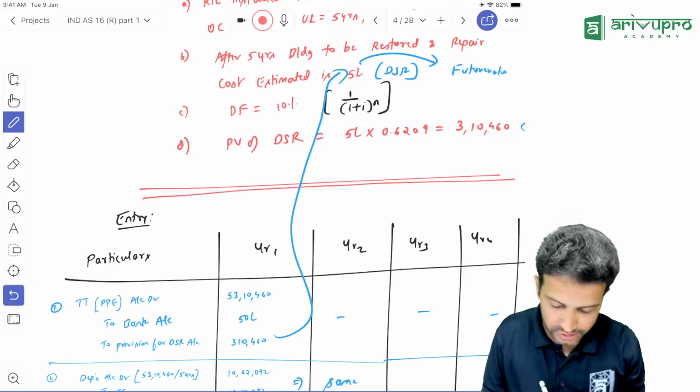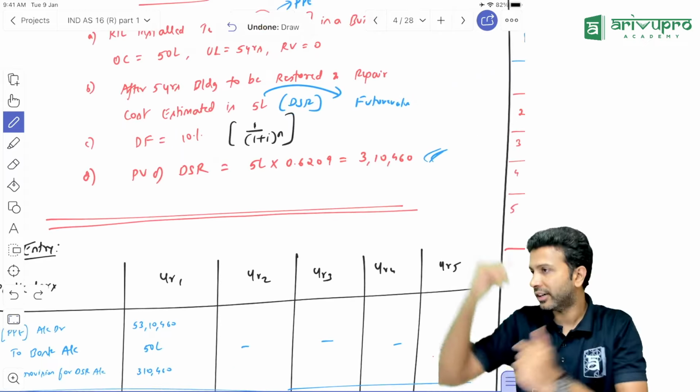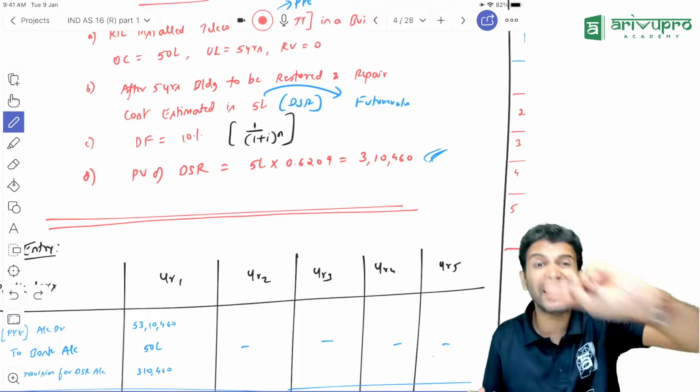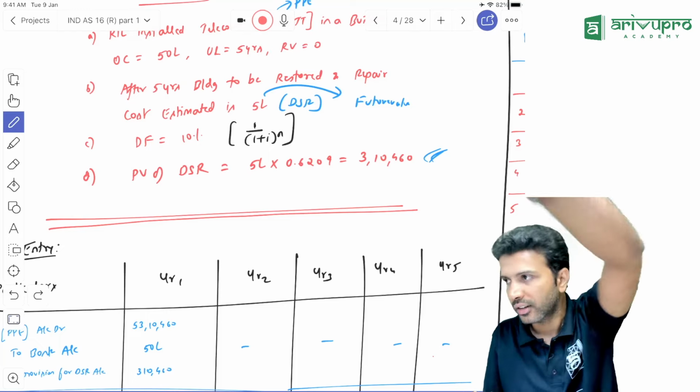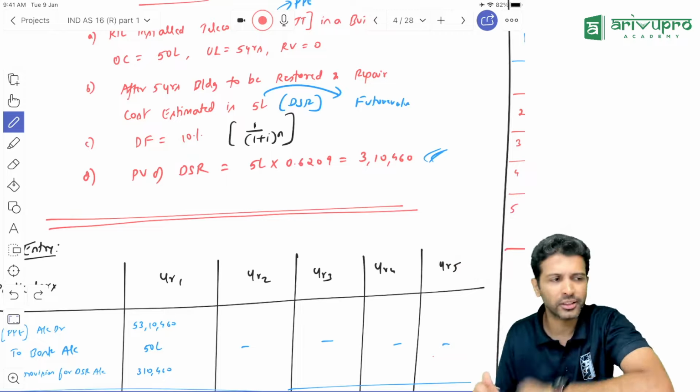Because the difference between these two is what, sir? This is the present value, this is the future. The difference between present value and future value, we account for as time value of money interest charges. That we call finance charges. Or another way to do it, let's see how to do it.